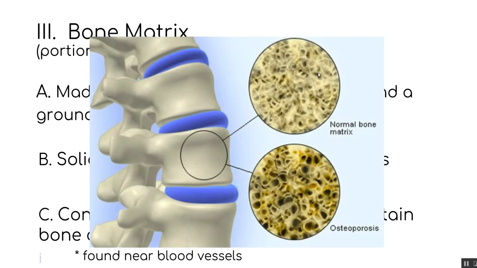When I talk about bone matrix, this is what I'm talking about. And this is what normal bone matrix looks like. Okay, this is healthy. This is not healthy bone matrix. And there's lots of different things that can cause this. This one in particular is caused by osteoporosis. And so a lot of calcium has been lost and it's made the bone weak. Osteoporosis affects the spinal column or your vertebra.